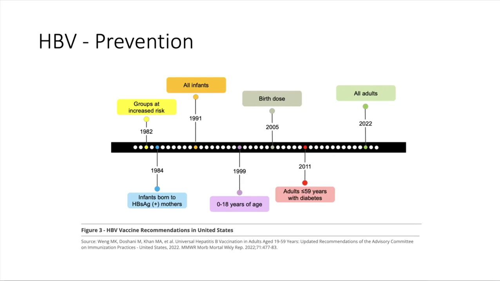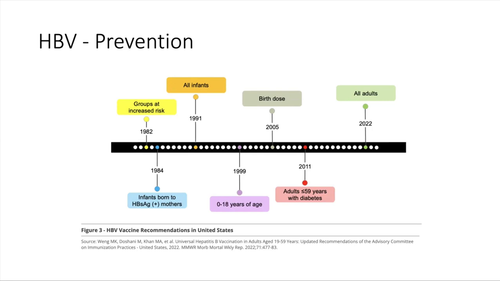How do we prevent Hep B? We vaccinate. And here's the differences in CDC recommendations for vaccines. We used to vaccinate risk groups, then infants born to infected mothers, then all babies, then everyone up to 18. And then we started giving it at birth. And then we said adults less than 59 with diabetes. And now we say all adults. So it's nice when the CDC makes things easy for us.